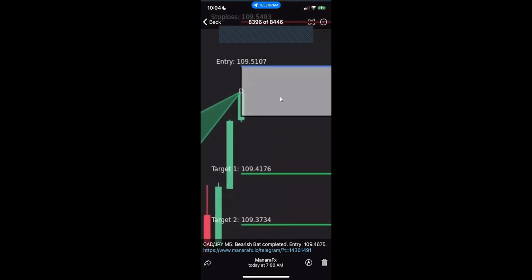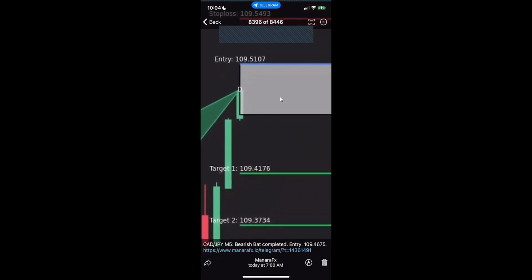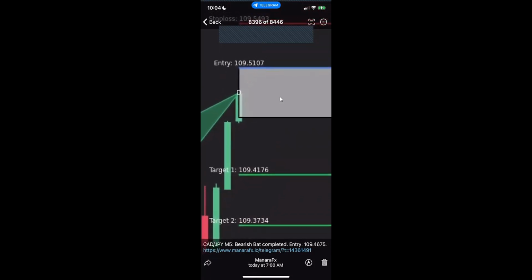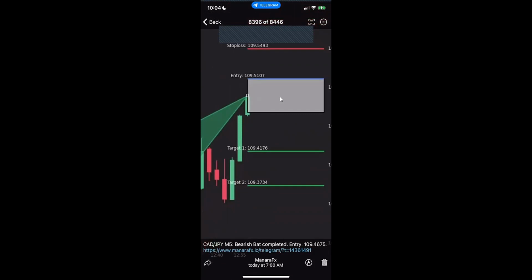I need to see a solid bearish trend if I'm going to enter this trade, because let's say it gives you another green and it hits this target right here, which is 109.507.